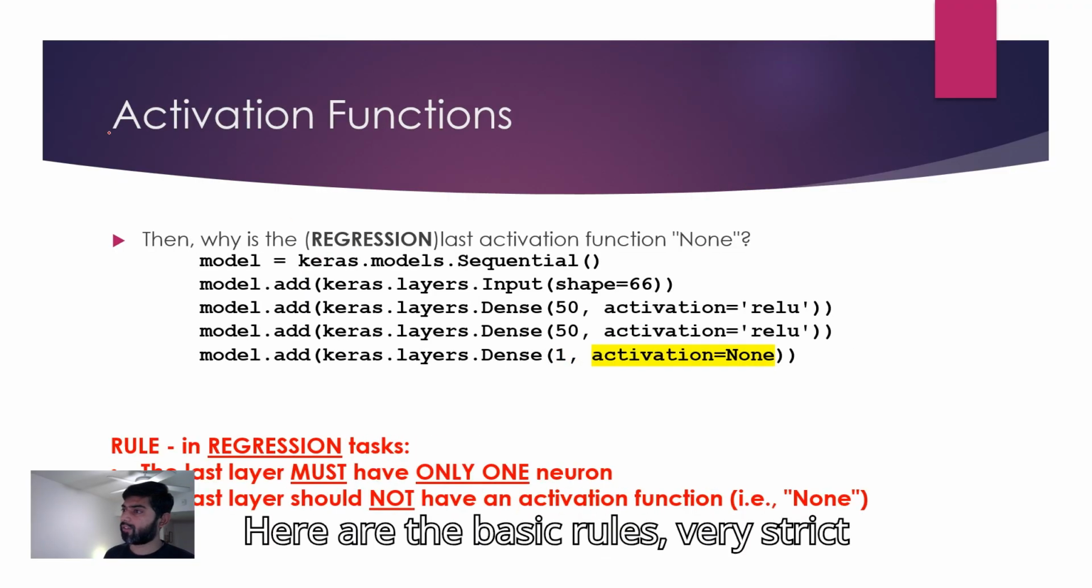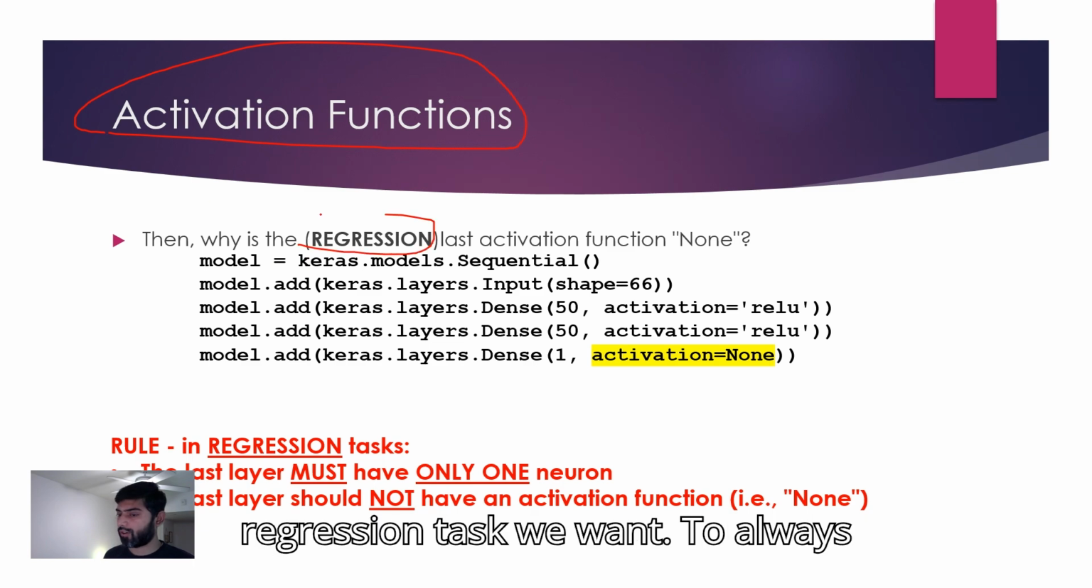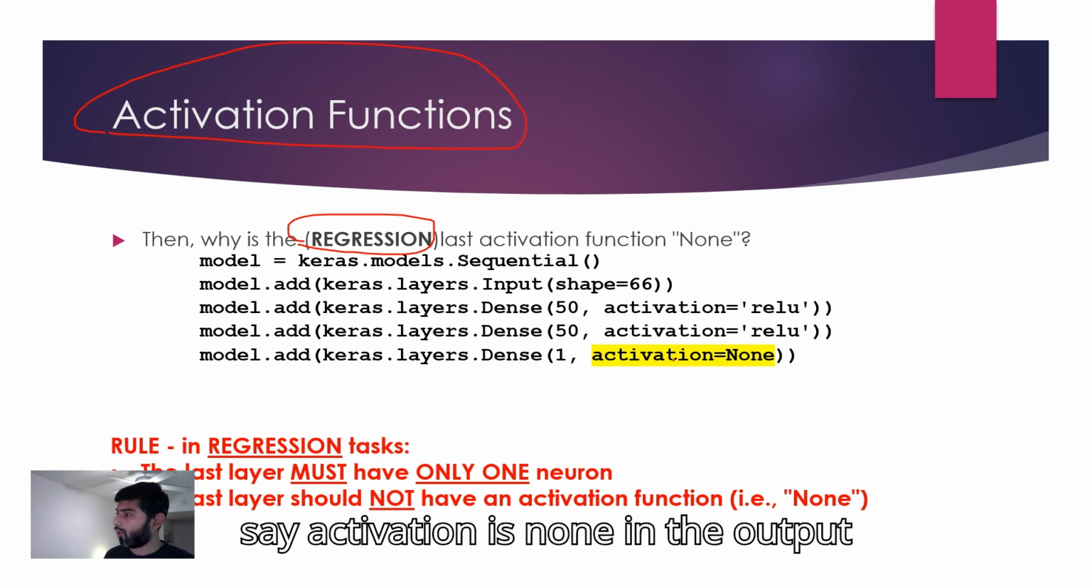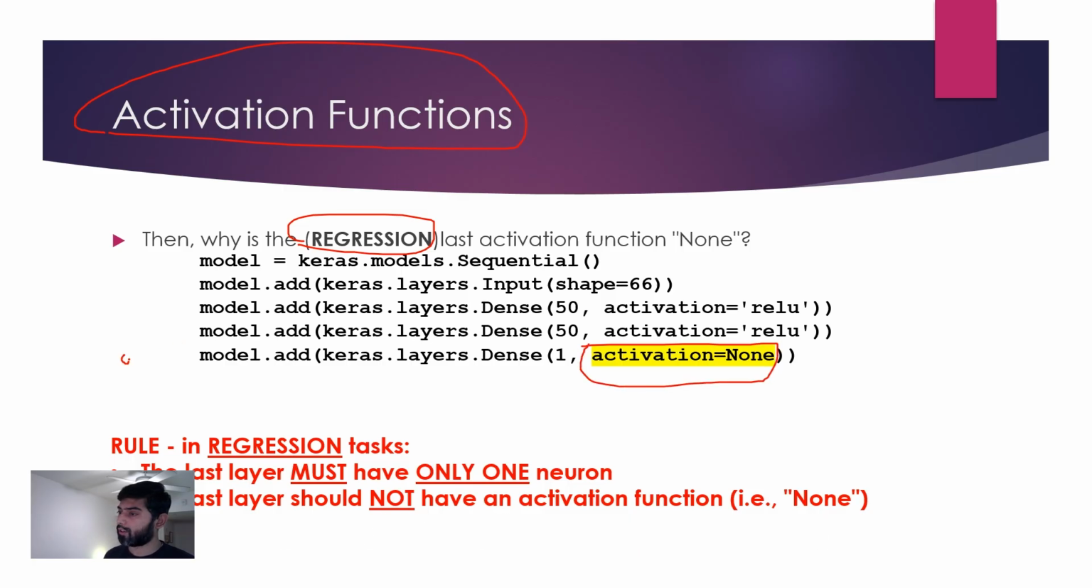Here are the basic rules, very strict rules that we want to abide by. For a regression task, we want to always say activation is none in the output layer. So this is my output layer.